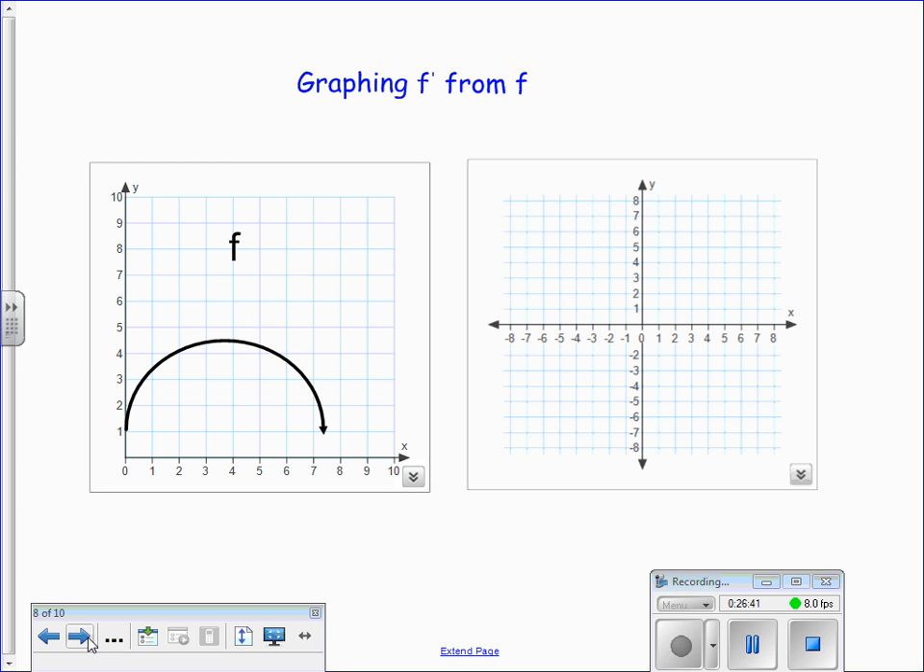Remember, the title of your book is Calculus, Graphical, Numerical, Algebraic. Graphical is an important part of it. You have to be able to interpret graphs. This is f. I want to graph f prime. Here's what you do. Find the important points first.